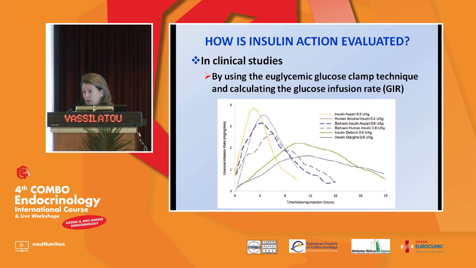How is insulin action evaluated? In clinical studies, by using the euglycemic glucose clamp technique and calculating the glucose infusion rate. In this figure, you can see the curves obtained by calculating the glucose infusion rate in type 2 diabetics, after administration of various types of insulin and for a time period of up to 24 hours. It's from the same review as the figure before.